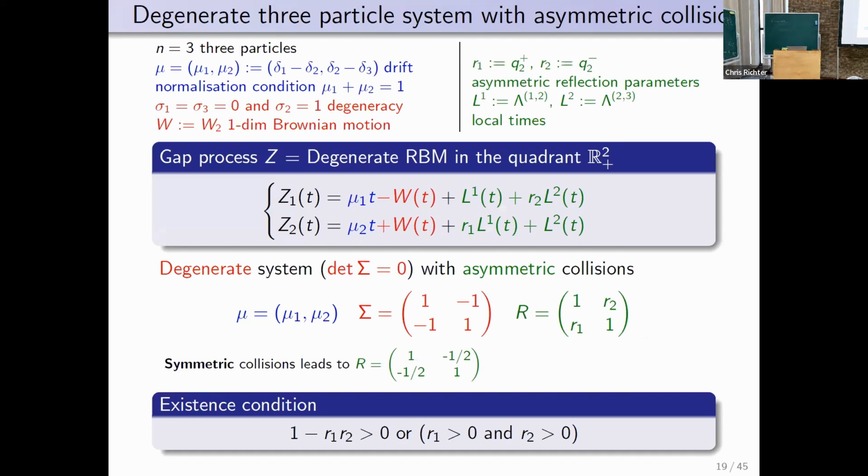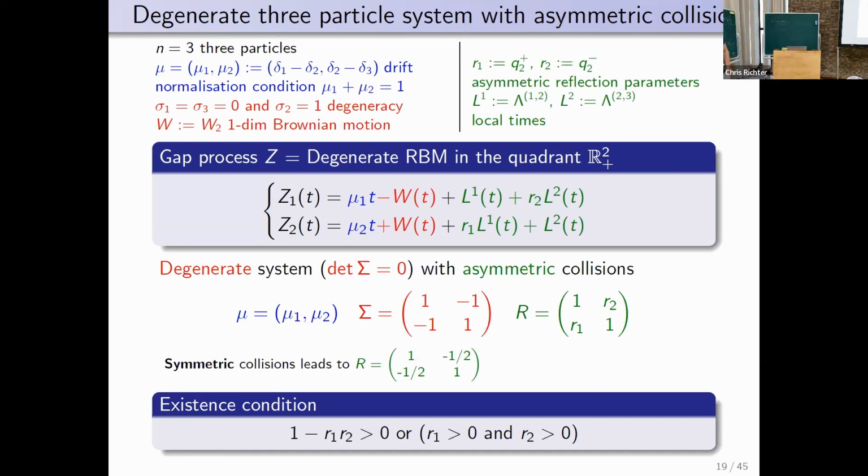So Z1, Z2 is the two-dimensional reflected Brownian motion. mu1, mu2 is the drift. Here you have a degeneracy. So this is the same Brownian motion. There is -1 plus. The degeneracy, you can see it in this covariance matrix where the determinant is 0. And here you have the reflection vectors, R1 and R2. In the symmetric case, it is -1/2. And there is an existence condition that is similar to what is done for SRBM. We will assume this condition.